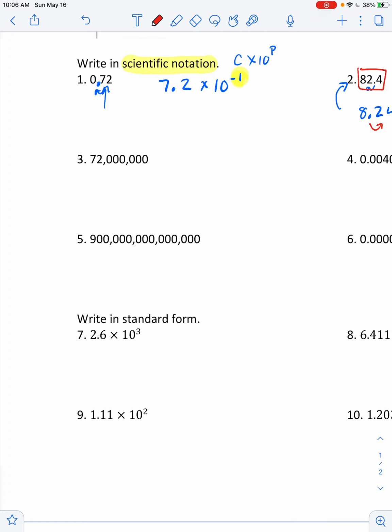Here, I'm going to be eliminating all these zeros off to the right. So I'm expecting to have a positive power, because I'm going to place the decimal here, but it really belongs 1, 2, 3, 4, 5, 6, 7 spots to the right. So I'll have 10 to the positive 7.